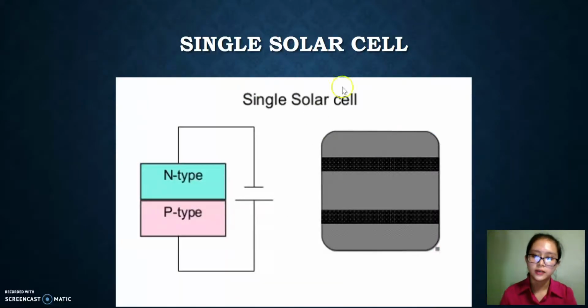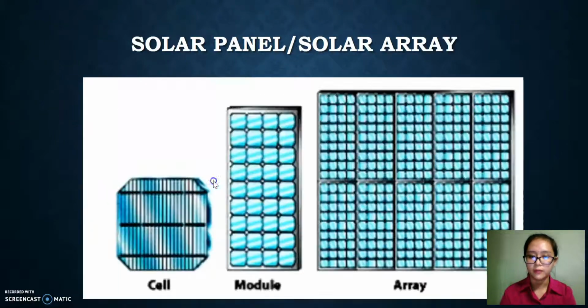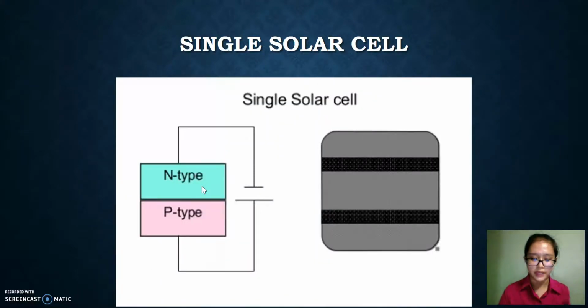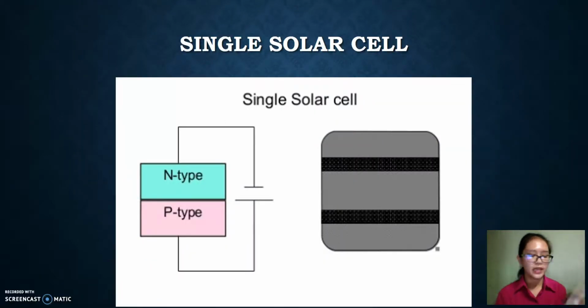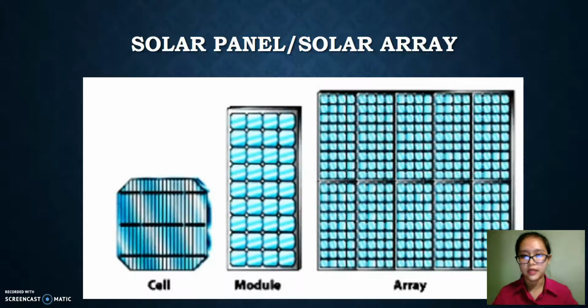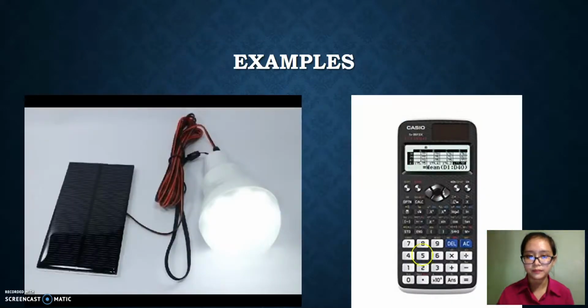So here, single solar cell. Simply, a single solar cell is composed of one solar cell, which is composed of N-type and P-type. So I'm going to show you the simplest example of a solar cell: your solar powered calculators. Here's the solar cell, and then solar panel or solar array. So a solar cell is different from a solar array. A solar array is composed of multiple solar cells. Examples.